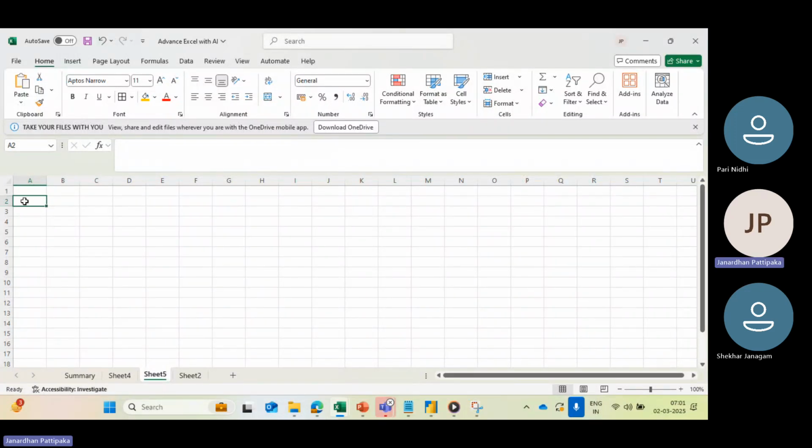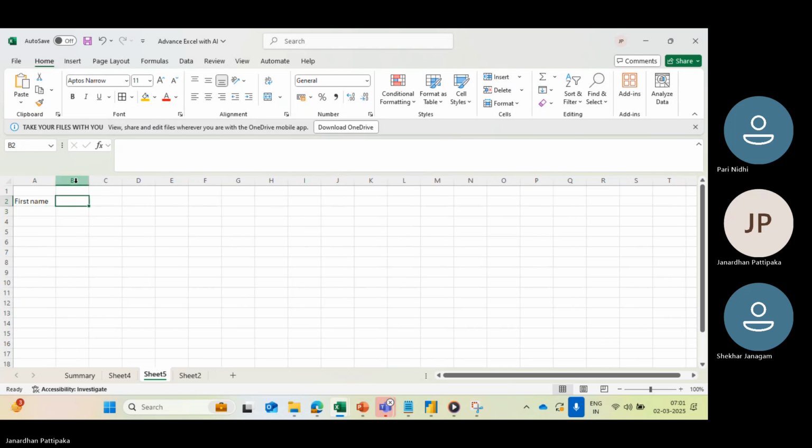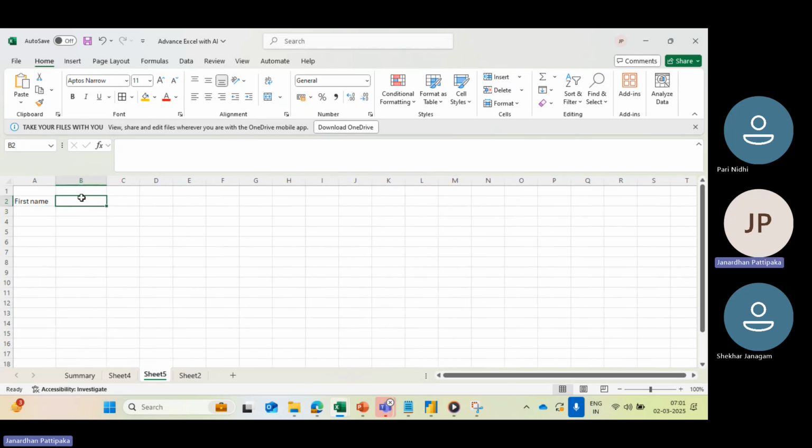So yesterday we discussed the merge concept. We stopped here. Suppose we have the first name, and in the second sheet we have the last name in the second column. So I want to get the full name. This is the concept that we have discussed. I'm keeping the first name as Patipaka.